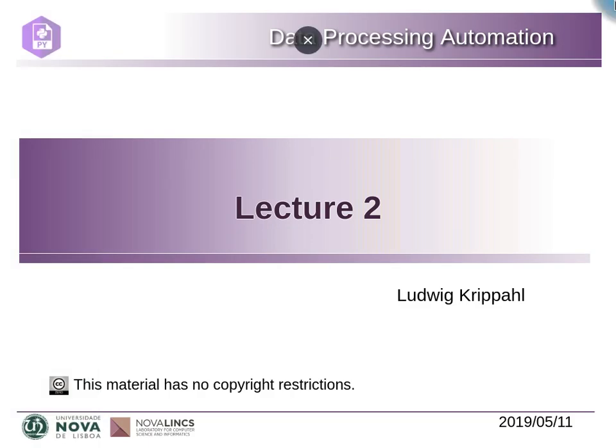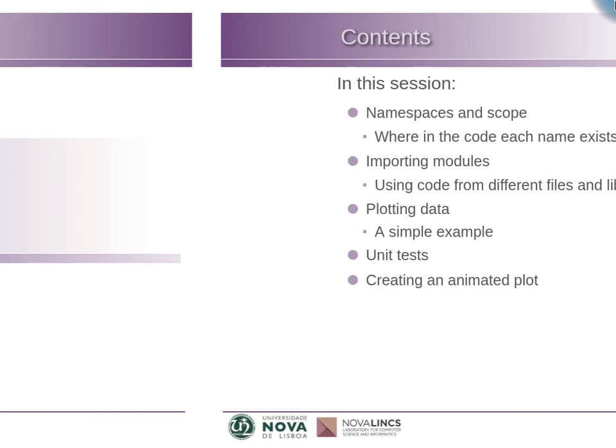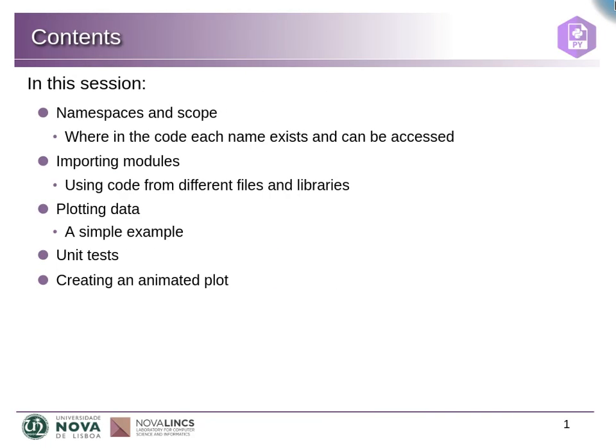Okay, so now we're going to see how we can use code from other source code files in our own programs. So we're going to look a bit at how the namespaces work in Python. We already saw that functions have their own namespace, their own universe for the variables. But we'll see where each name exists in the code and how we can import code from other files.